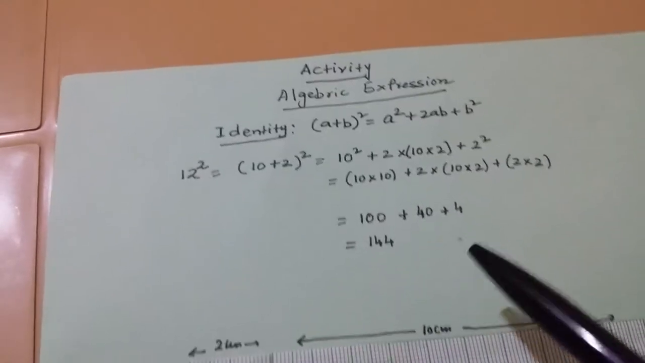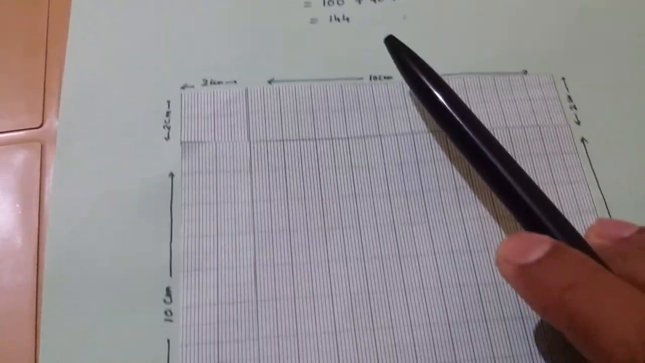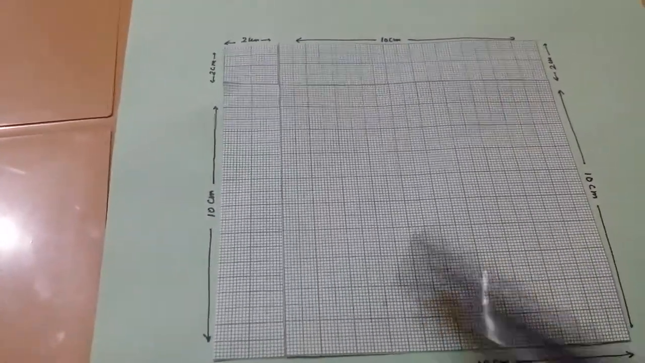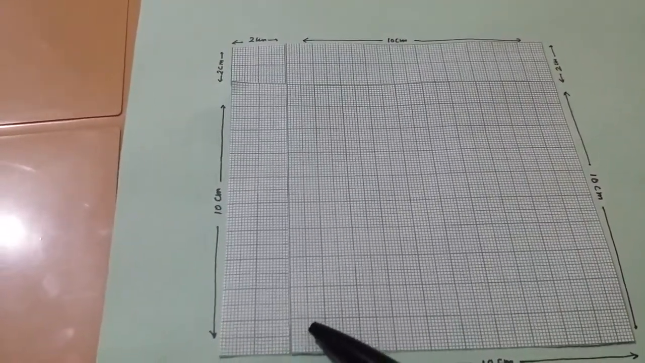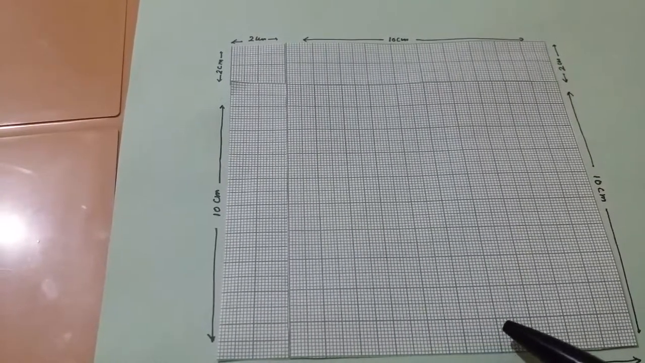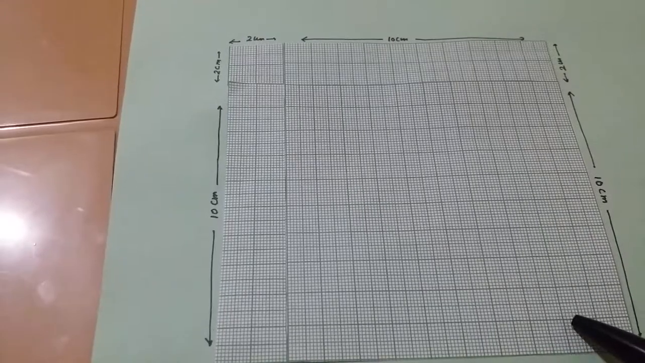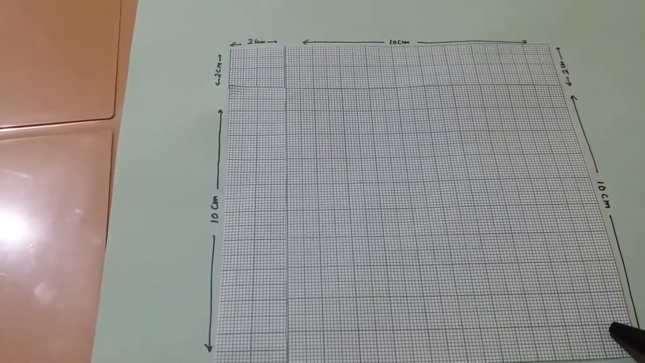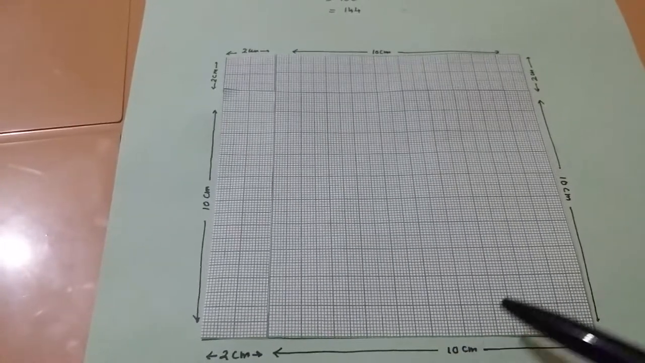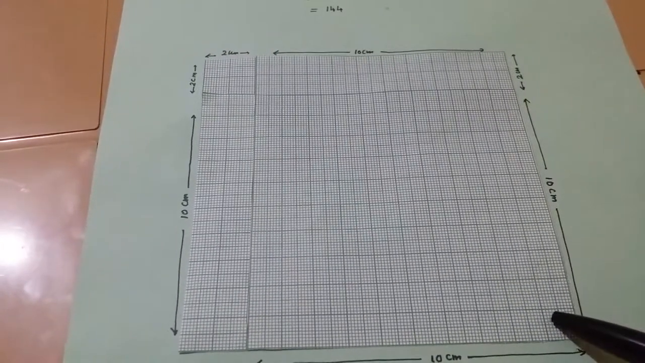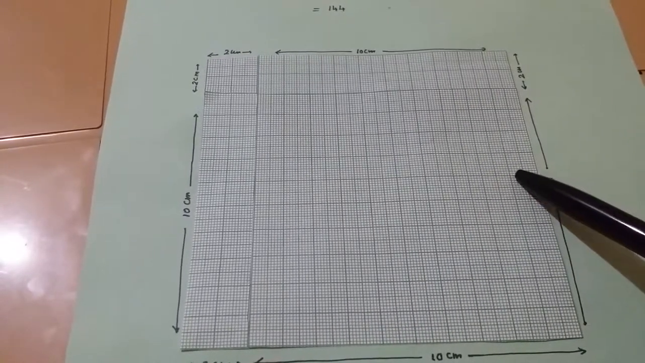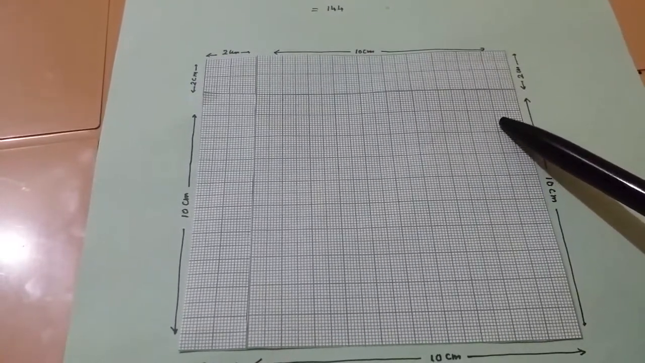Let's start. I have already made it, so let me discuss what I did. First I have taken a grid box: 1, 2, 3, 4, 5, 6, 7, 8, 9 and 10. So this is 10 boxes lengthwise. I have mentioned this one is 10 centimeters. The same process if you continue: 1, 2, 3, 4, 5, 6, 7, 8, 9 and 10.